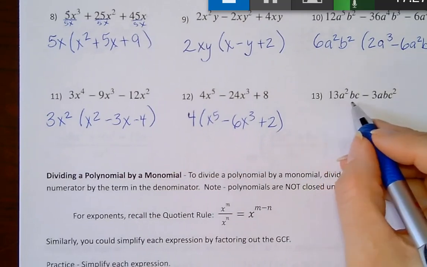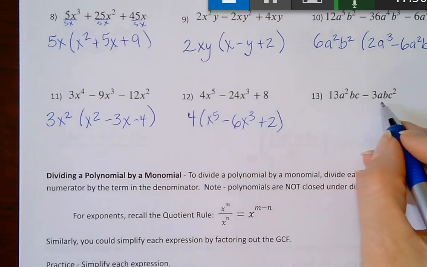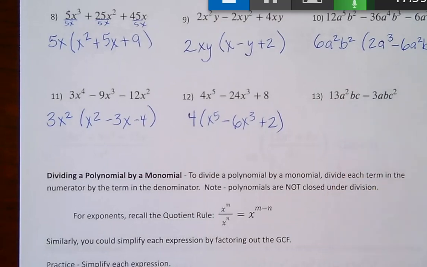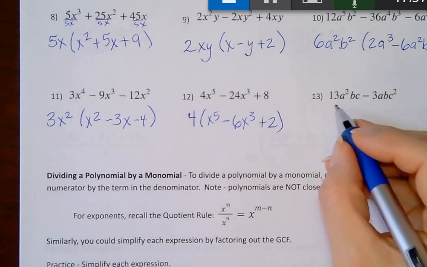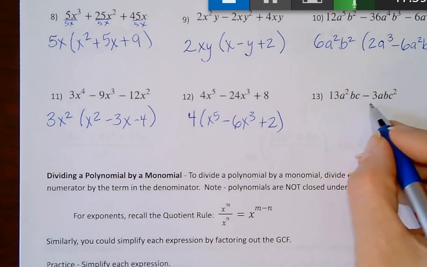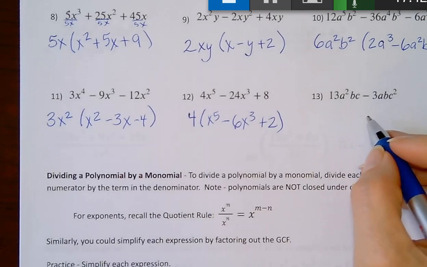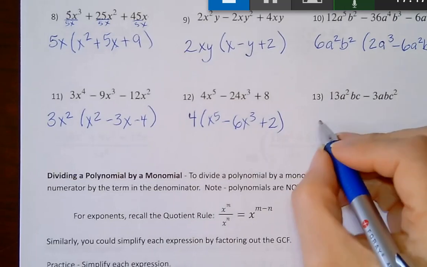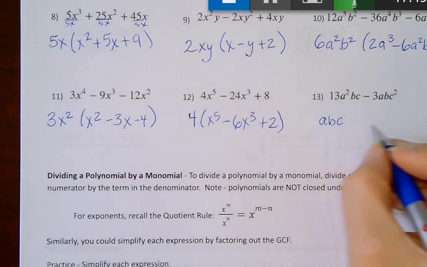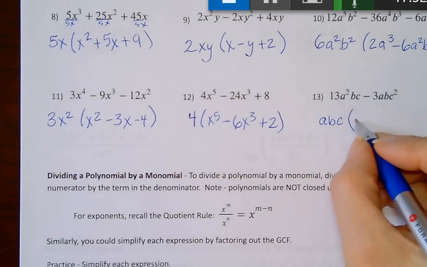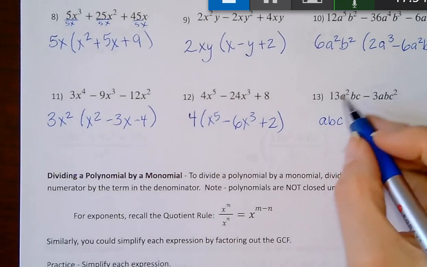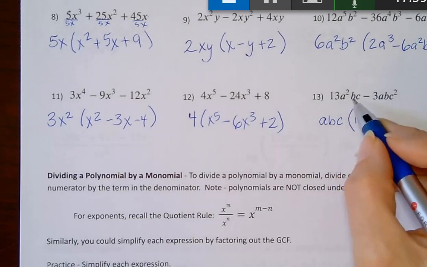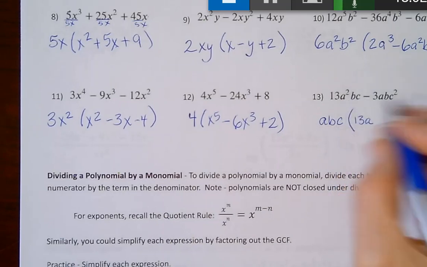And finally, 13a squared bc minus 3abc squared. So first of all, those are not like terms, so I couldn't just simply subtract. 13 and 3, or 13 and negative 3, either way you look at it, no common factors, right? But I can pull an a and a b and a c from everything. So I'm going to pull a and b and c out. That leaves me with 13a, right? 13 divided by 1 is 13, a squared divided by a is a, bc divided by bc is just 1.